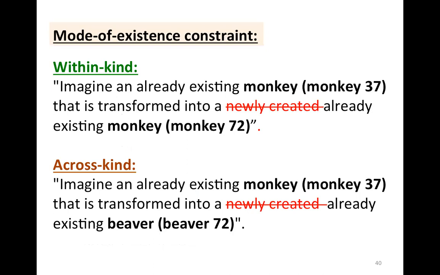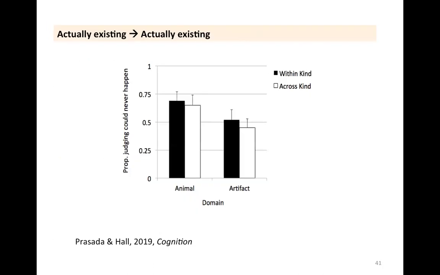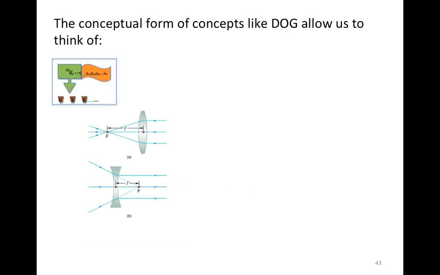So as before, you start with an actually existing instance of a kind, except now the putative transformation turns it into another actually existing instance of either the same kind or a different kind. And what you can see here is consistent with the mode of existence constraint. People reject this transformation both within and across kinds. So these experiments provide evidence for the conceptual form hypothesized for instance of kind representations.